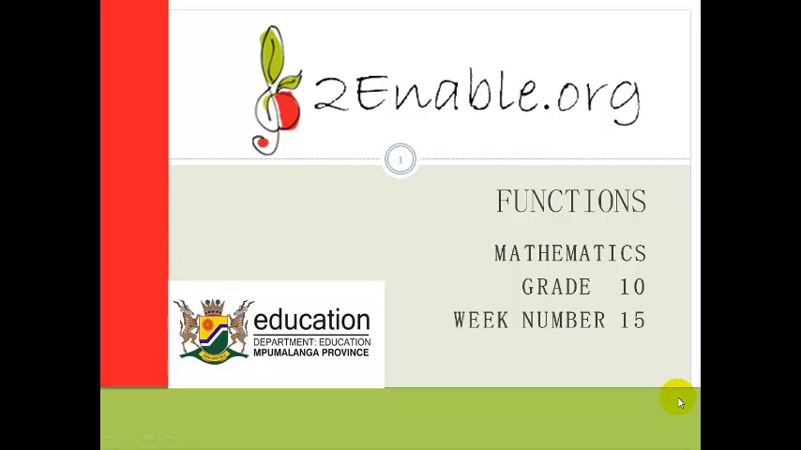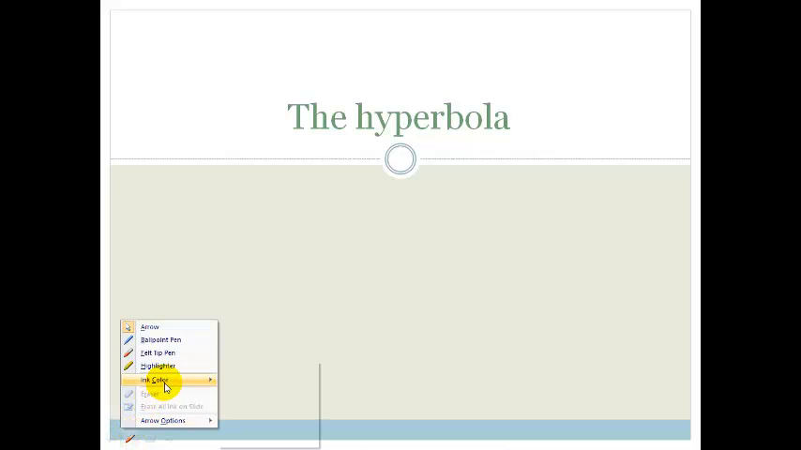Welcome to the next lesson in functions. In this lesson, we're going to be looking at the hyperbola. Now, hyperbola is an interesting graph. So what we're going to do is use what we would do with every other lesson on functions that we've had so far. We're going to be using a table to plot some points and understand the shape of the hyperbola.